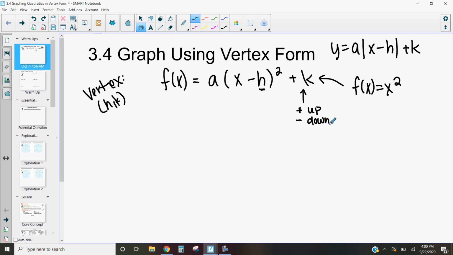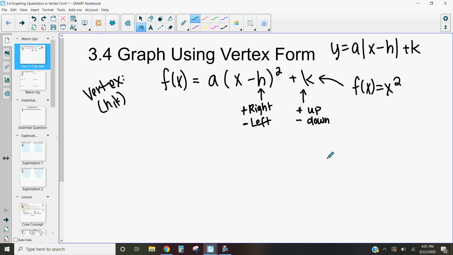When k is negative, it's going to shift us down. Okay, up and down. Our h value is very similar, but instead of vertical shifts, it has horizontal ones. So when h is positive, it goes to the right, and when h is negative, it goes to the left. Now, I'm going to include an example of what this looks like and identify each of these parts because this h value is where a lot of people get mixed up.